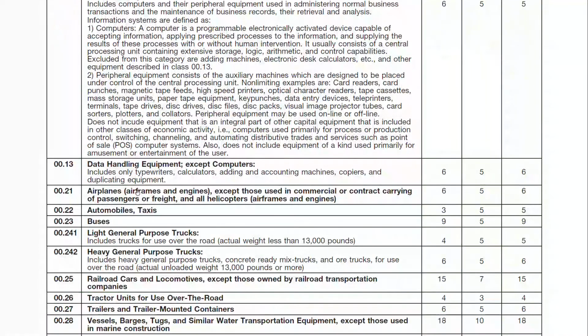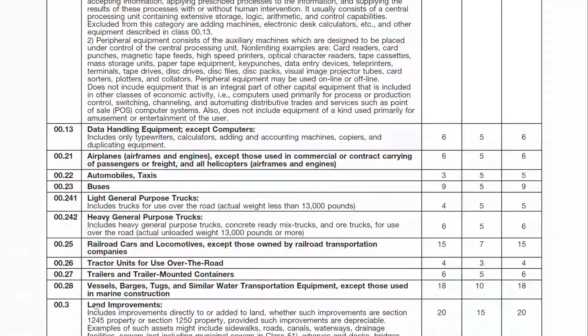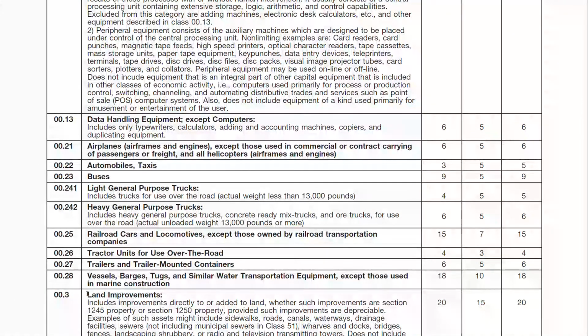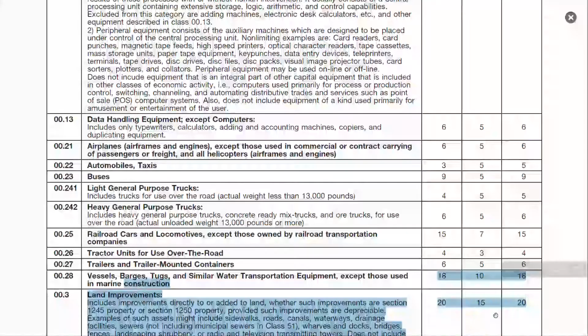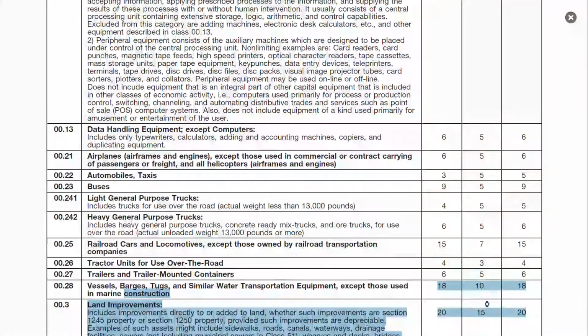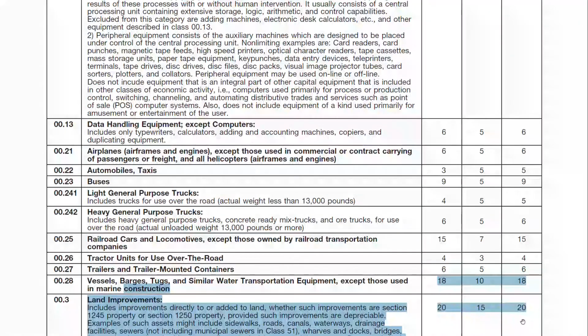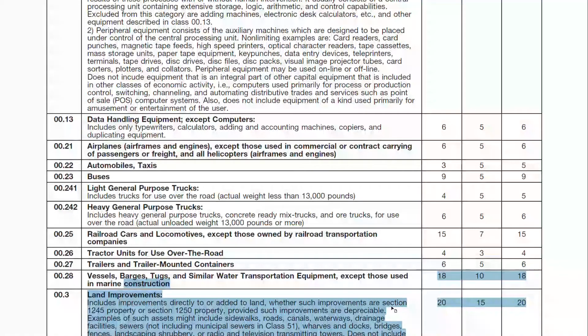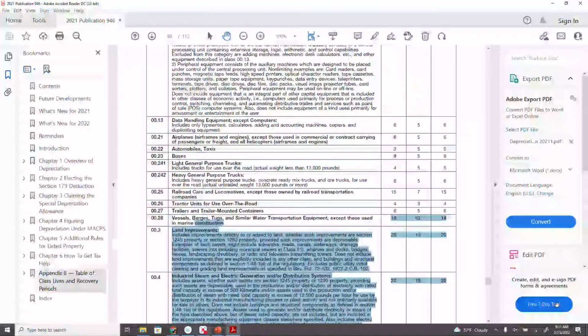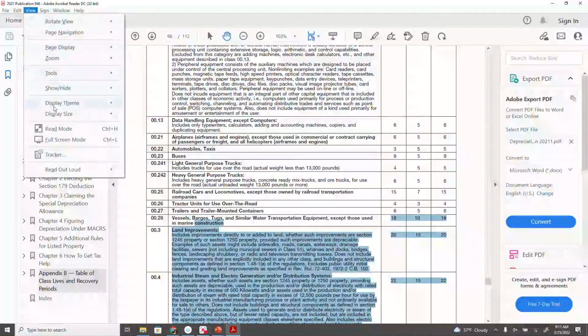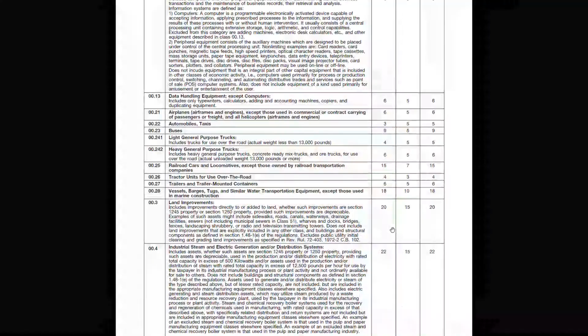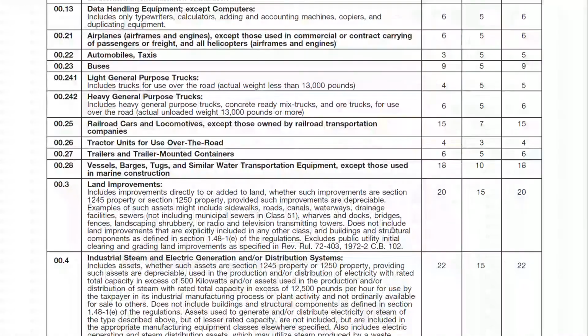In table B1, you will see that 00.3 has land improvement listed in there, and it has a GDS recovery life of 15 years. That's GDS, if you use the GDS system, so recovery would be 15 years. If you use the ADS system, the recovery would be 20 years if it's a general land improvement. However, you cannot just stop looking at table B1. You'll have to look at table B2 as well.